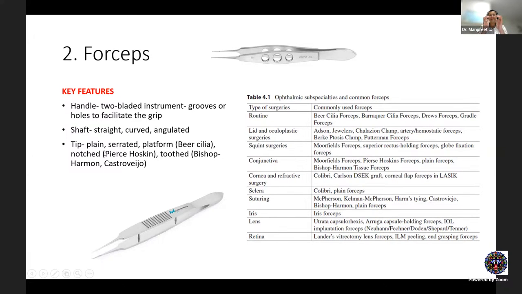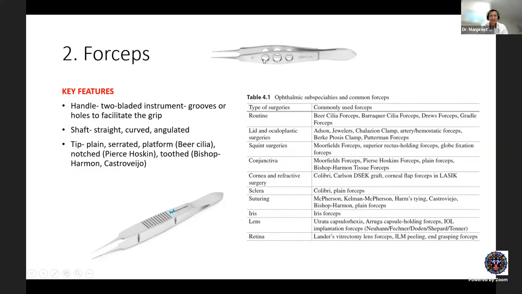Okay, it's not teeth. It is notched like this. So the conjunctiva is better held with this. This is a Pierce Hoskin forceps, very famous forceps among cataract surgeons. And the toothed forceps you have to use with caution if you are handling the conjunctiva. Otherwise, for skin and muscle, it's okay.